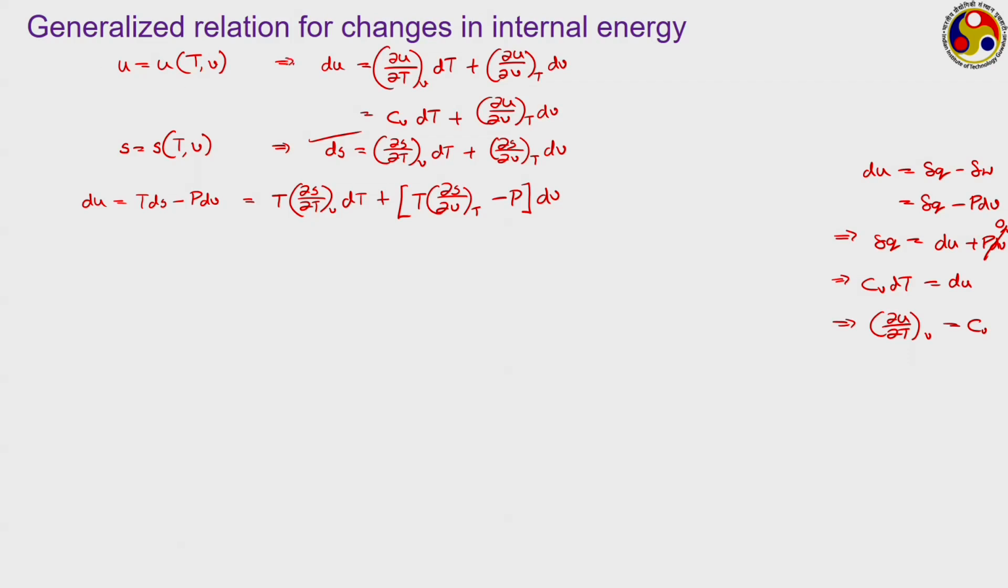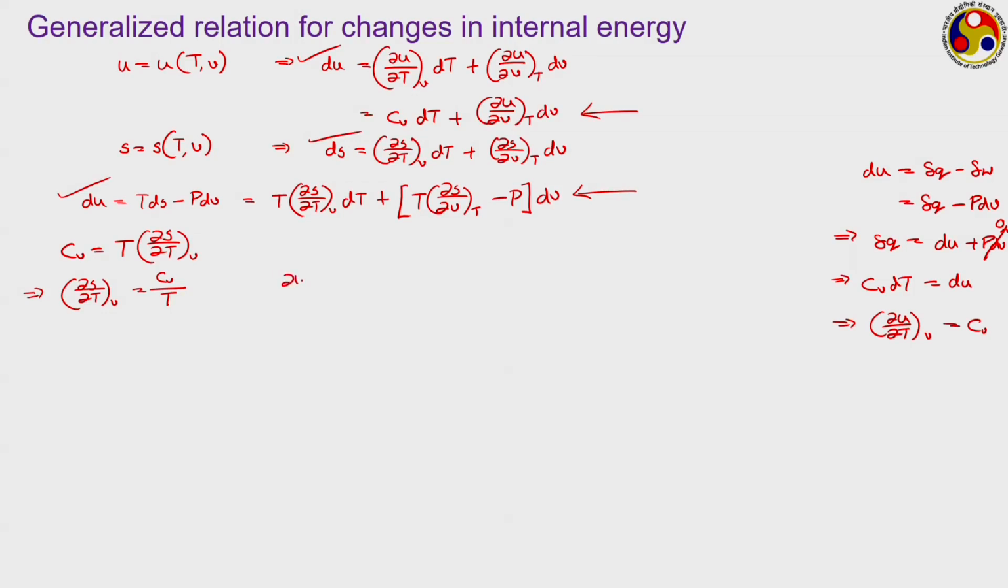Now, you have one expression for du here, another expression for du here, and you can see on the right hand side, your terms are dT and dV. Similarly, here also you have dT and dV. So, if you compare the coefficients of dT, then you can write Cv is equal to T (∂S/∂T) at V, or (∂S/∂T) at V is equal to Cv by T. This one we shall be using in the next lecture when we develop generalized relations for entropy. Let us take the second part.